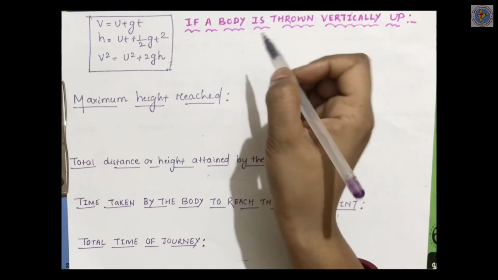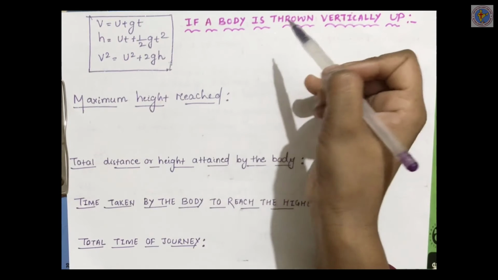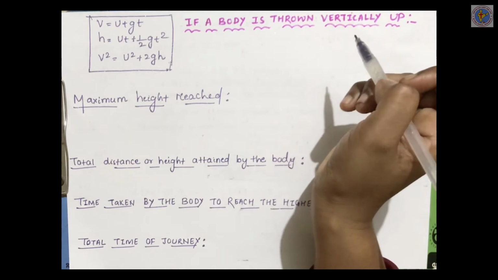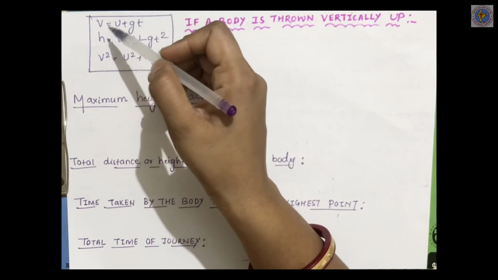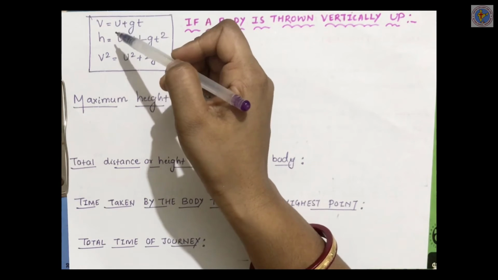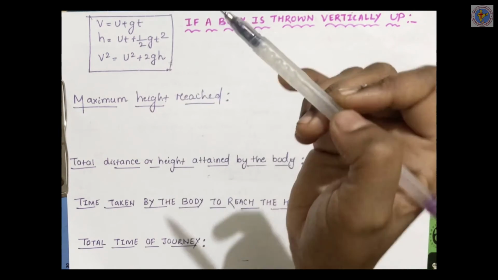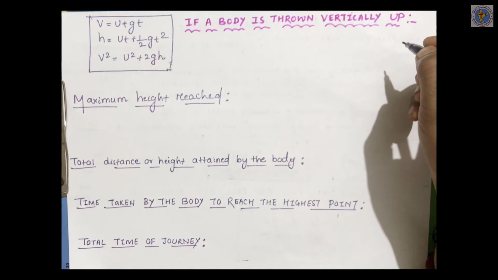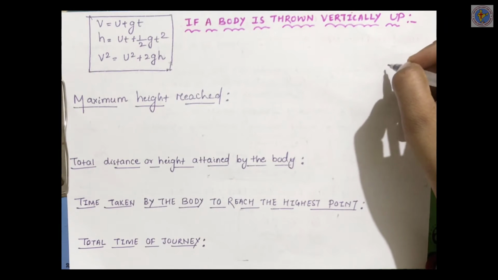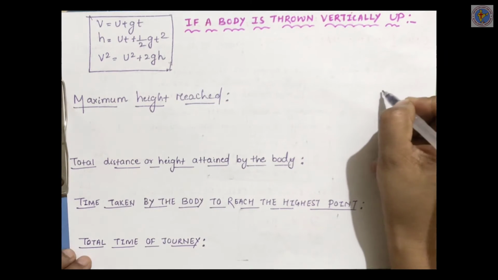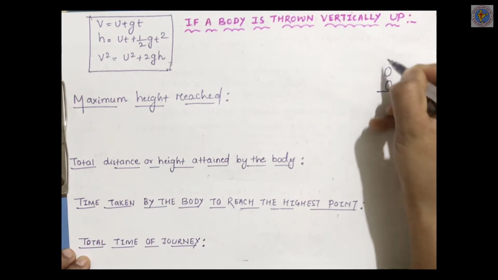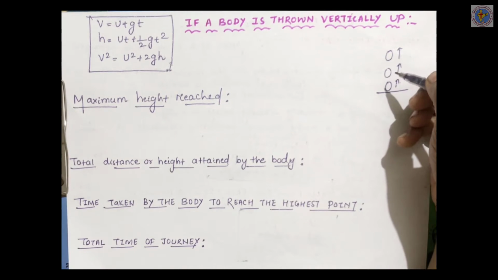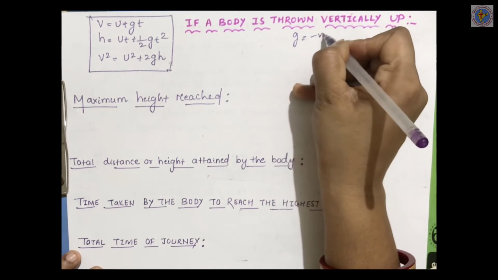Now let us learn another case, where a body is thrown vertically upward, or moving in the vertically upward direction. Children, how can we write the equations of motion when the body is thrown vertically upward? For example, let us consider a ball moving in the upward direction. In that case, g will be taken as negative.